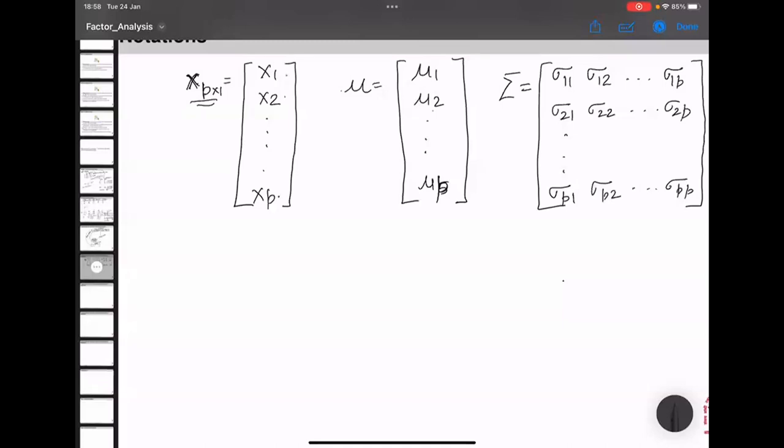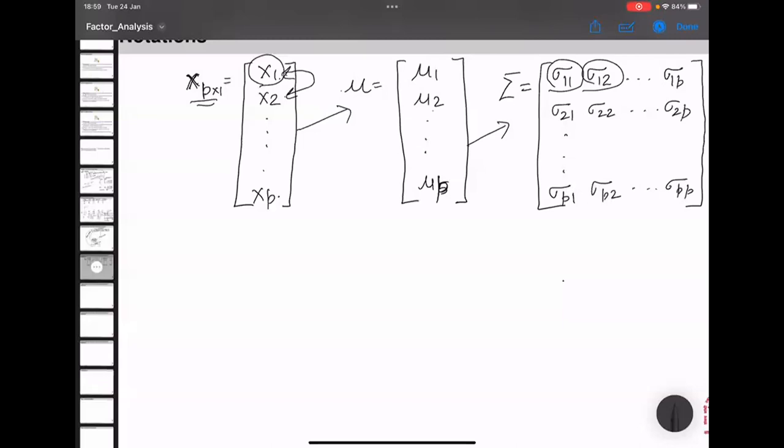So we have measured p components. This will be represented by x1, x2, xp, and similarly the mean vector mu will be represented by mu1, mu2, mu p. And as I previously discussed, the variance covariance matrix: sigma 11 represents the variability in x1, and sigma 12 represents the covariance between x1 and x2. What is the joint variation between x1 and x2?